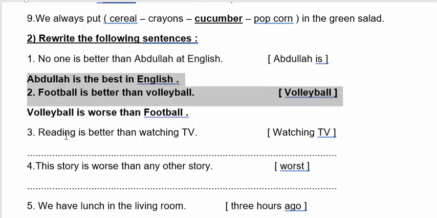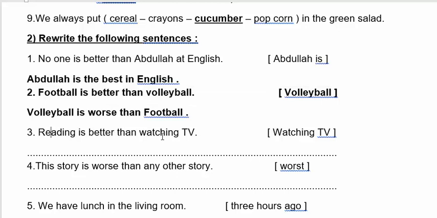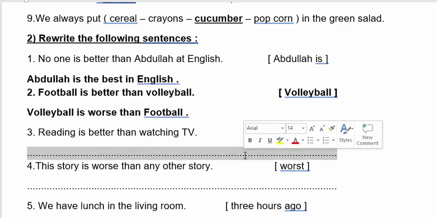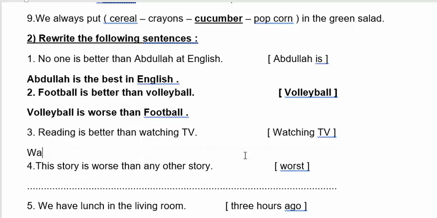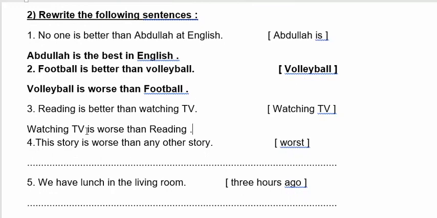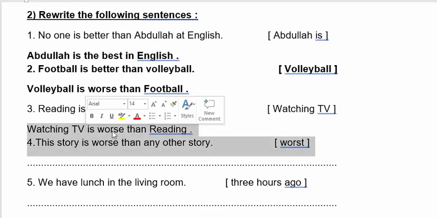Number 3, reading is better than watching TV. We can start with watching TV. As you know, we have just answered it. Watching TV is worse than reading. It's a fact, by the way. Watching TV is worse than reading.